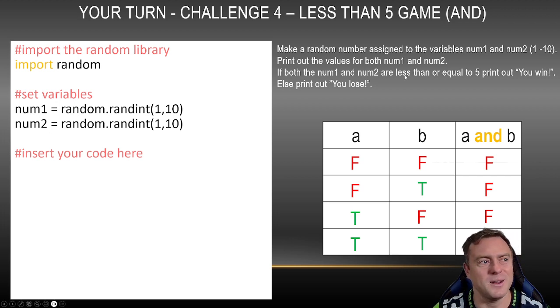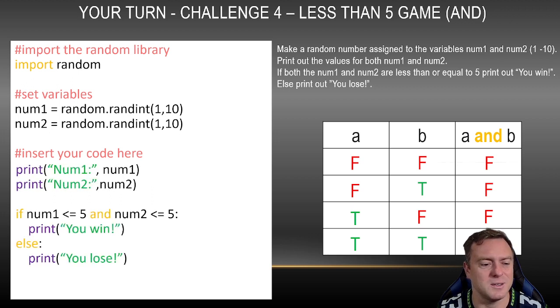Awesome. So what you should have found when you insert the code after this is, first of all, you want to probably print out what those numbers are so you can get your head around what they look like. And then it's a simple if statement. So if num1 is less than or equal to 5 and num2 is less than or equal to 5, print out you win, else print out you lose. It's a pretty simple game.